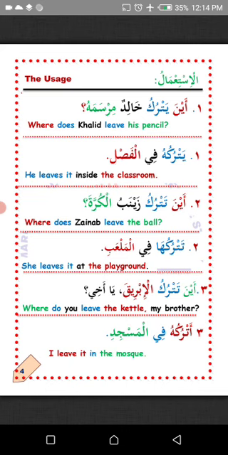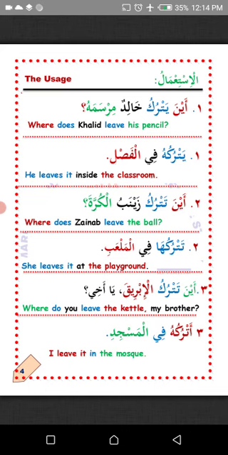Number 2. أين تترك زينب الكرة؟ Where does Zainab leave the ball? Now the answer. تتركها في الملعب. She leaves it at the playground.